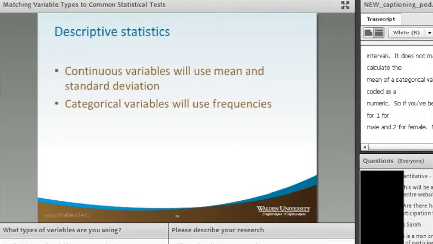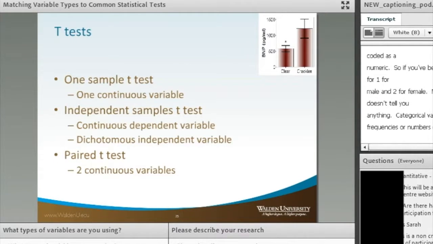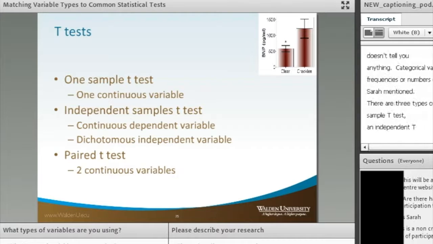Categorical values, therefore, will use frequencies or numbers or counting, as Sarah mentioned. There are three types of t-tests: a one-sample t-test, an independent samples t-test, and a paired t-test. A one-sample t-test is used when you have a continuous variable and a known result.